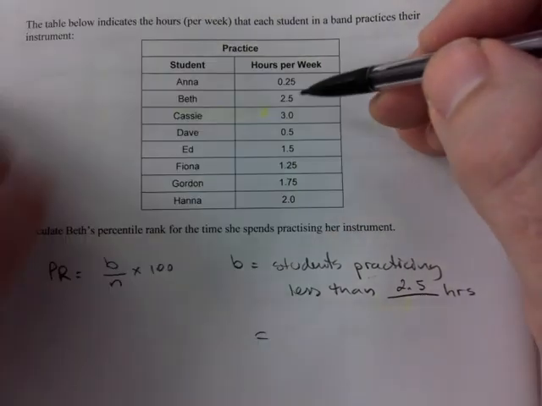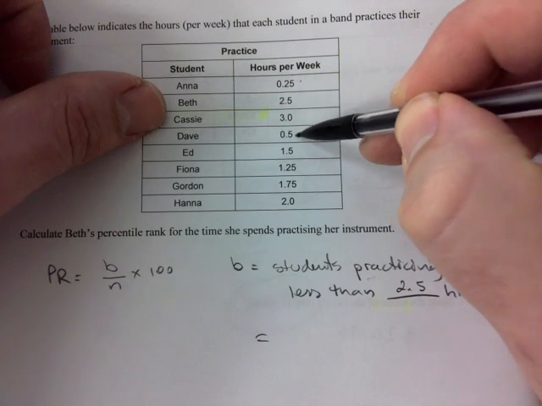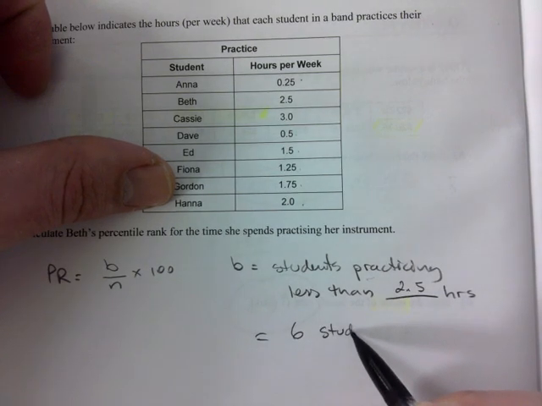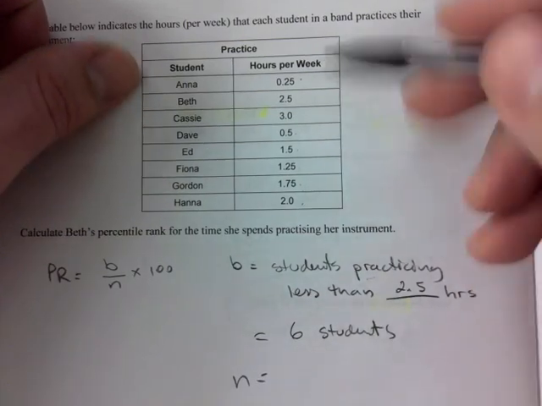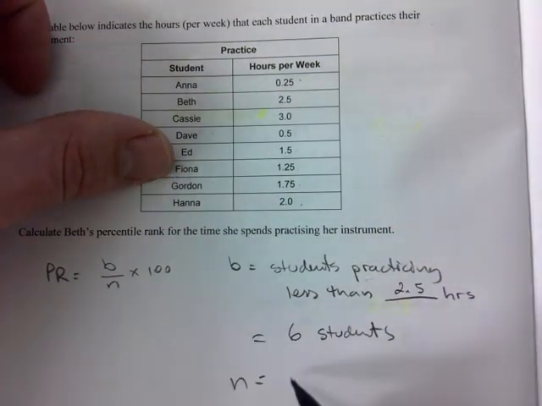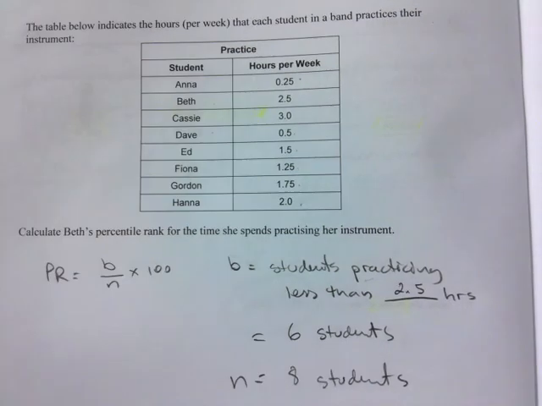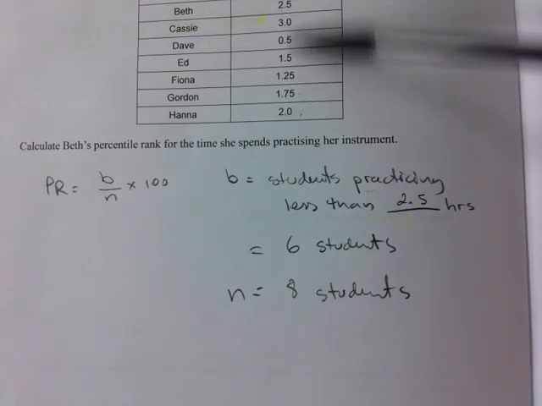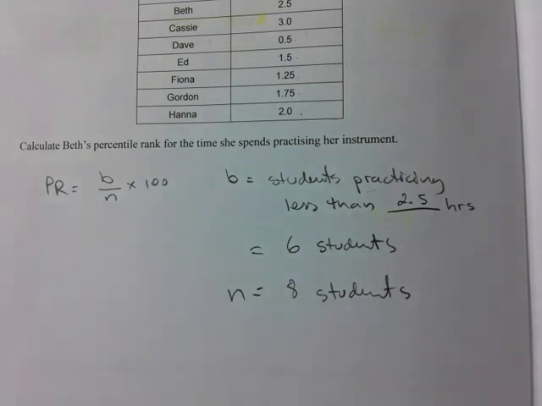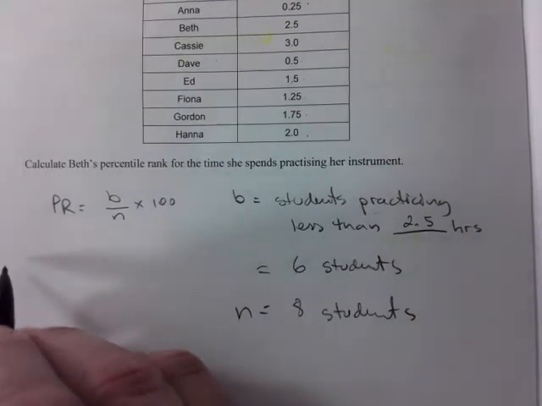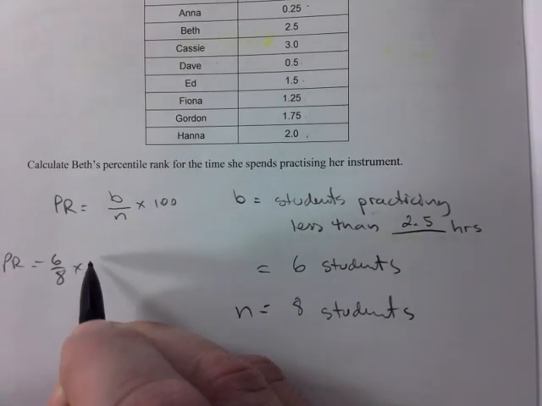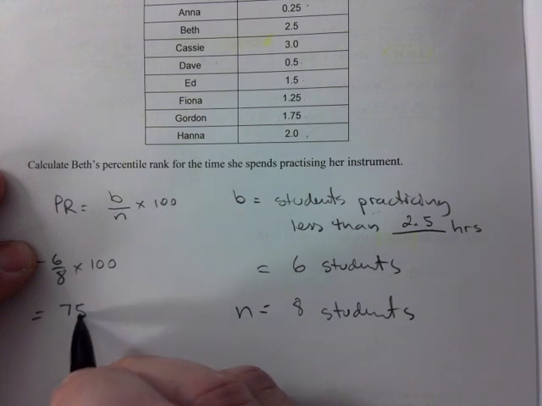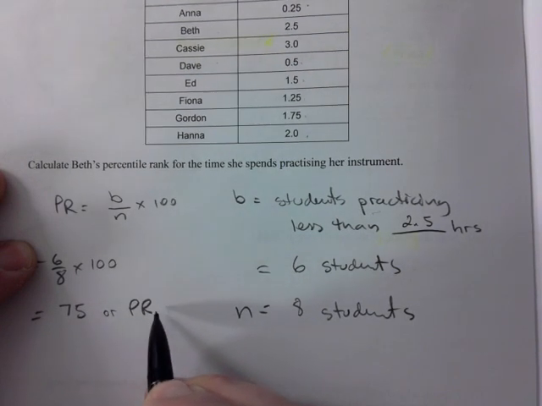So let's figure that out. 1, 2, 3, 4, 5, 6. 6 students. And N would be the total number of students. So we've got two, four, six, eight. Eight students. Some of you, on the review, were adding up all the hours. In this case, you don't need to, you just figure out the number of students. So percentile rank is 6/8 times 100. That would be 75, or PR75.